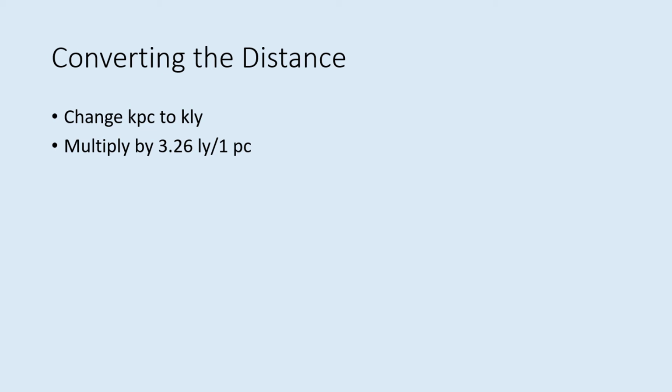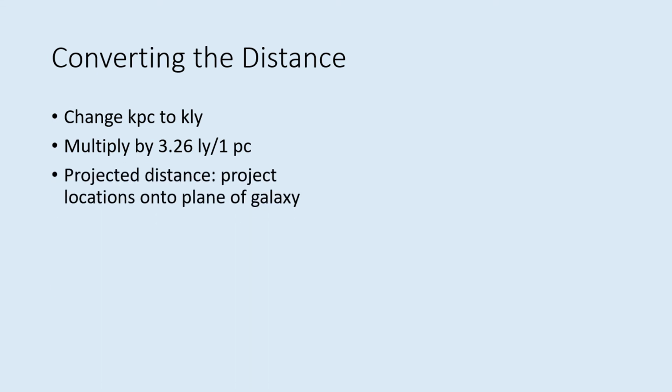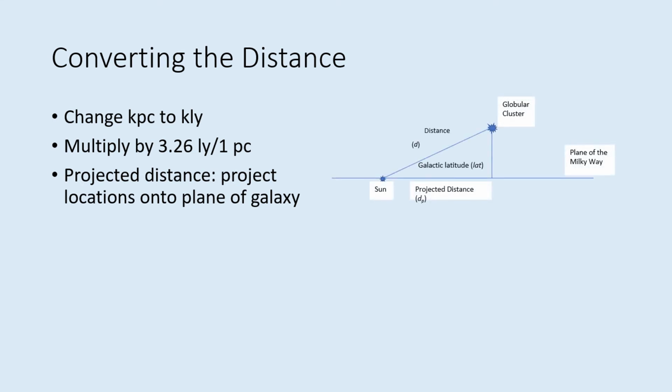The second step is to convert to the projected distance. These globular clusters are mostly outside of the plane of the Milky Way. So when we measure their distance, we're measuring how far away they are both along the plane and above or below it. Since what we're interested in is how far along the plane of the galaxy these clusters are, we need to convert the distances into distances projected onto the plane of the galaxy.